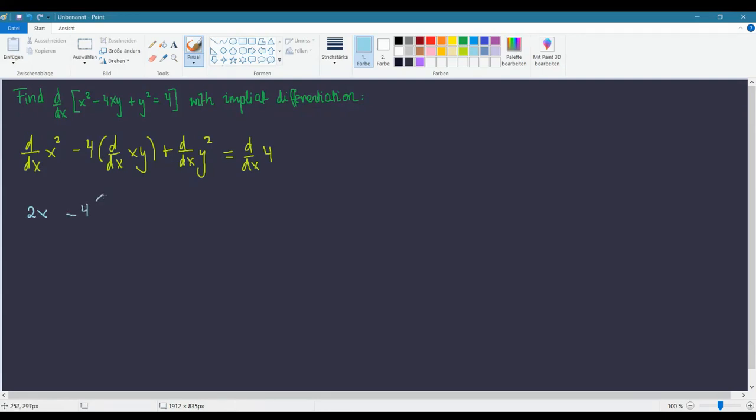minus 4 times, and I'm just going to include the product rule in here already. We're going to have to use the product rule on this. So it's going to be x times y, derived, y prime plus y times x prime, plus the derivative of y squared with respect to y times the derivative of y with respect to x. That's the chain rule. So we're going to have dy squared over dy times dy over dx.